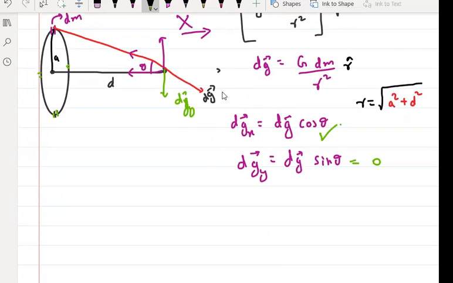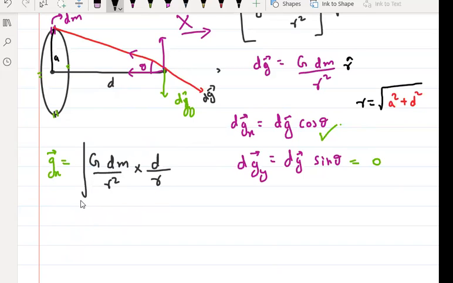Okay, so let's try to solve it. So dgx is just gx after integration. And this is capital G dm by r square into cos theta. What is cos theta? Tell me. Cos theta is equal to base by hypotenuse. Yes or no? What is base? Base is d and hypotenuse is r. Every one of them, r, d, r, are constant, and this is your integration.